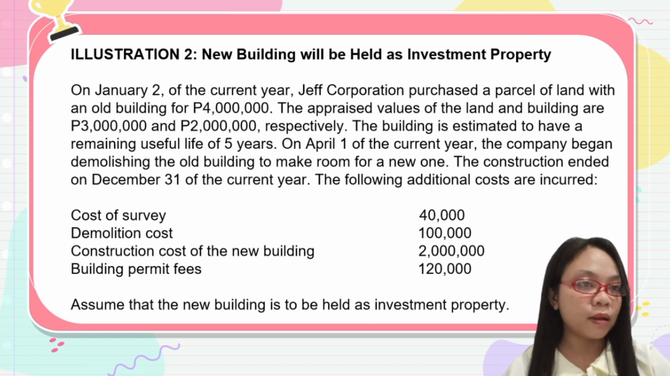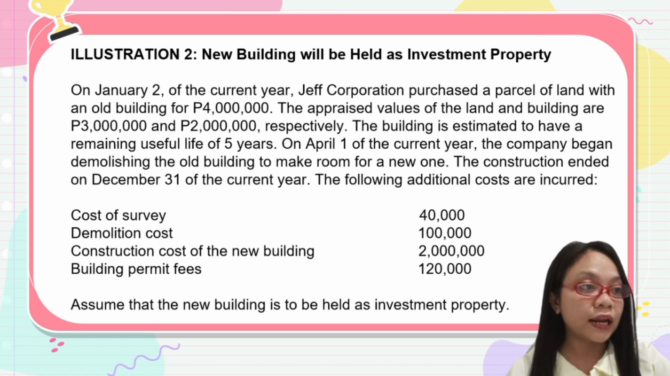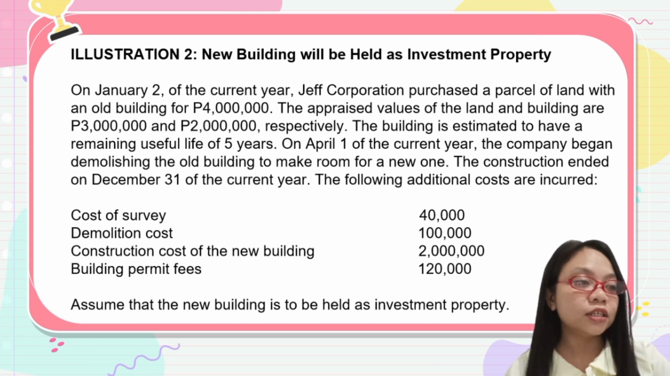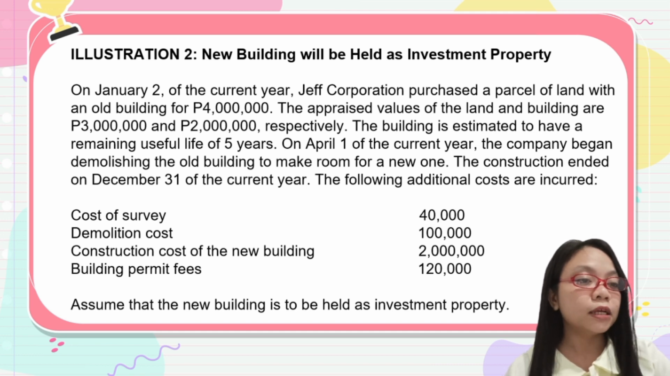Next is illustration number 2, where the situation is the new building will be held as investment property. So, let's read the problem first. On January 2 of the current year, Jeff Corporation purchased a parcel of land with an old building for 4 million pesos. The appraised values of the land and building are 3 million and 2 million pesos respectively. The building is estimated to have a remaining useful life of 5 years. On April 1 of the current year, the company began demolishing the old building to make room for a new one. The construction ended on December 31 of the current year. The following additional costs are incurred. Cost of survey, 40,000. Demolition cost, 100,000. Construction cost of the new building, 2 million. Building permit fees, 100,000. Assume that the building is to be held as an investment property.